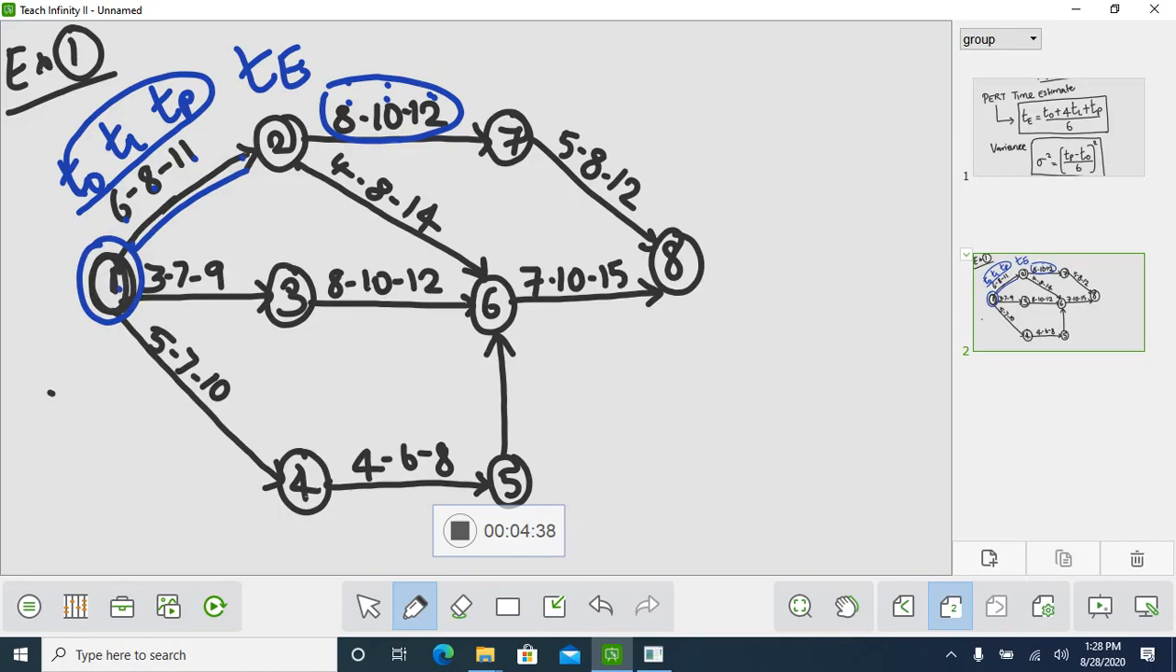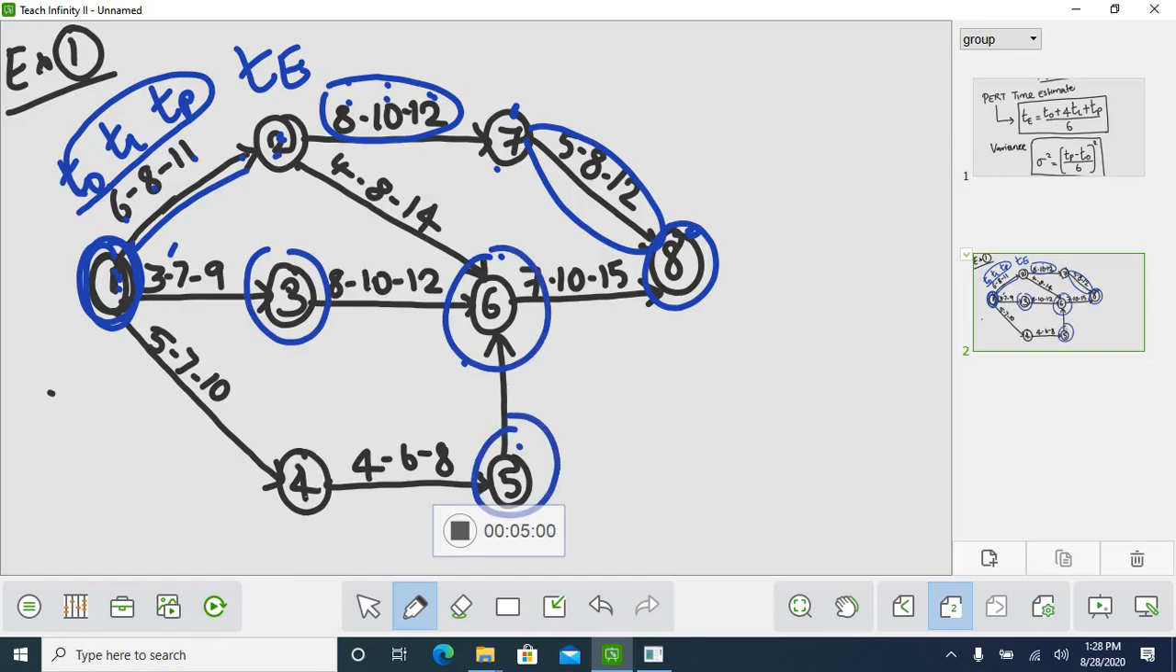The node always indicates your event, and all the arrow marks are your activities. So this is your start event, this is your end event. All the other events are called dual role events, because each has one head activity and one tail activity. So two things are connecting in one node, and that is called a dual role event.